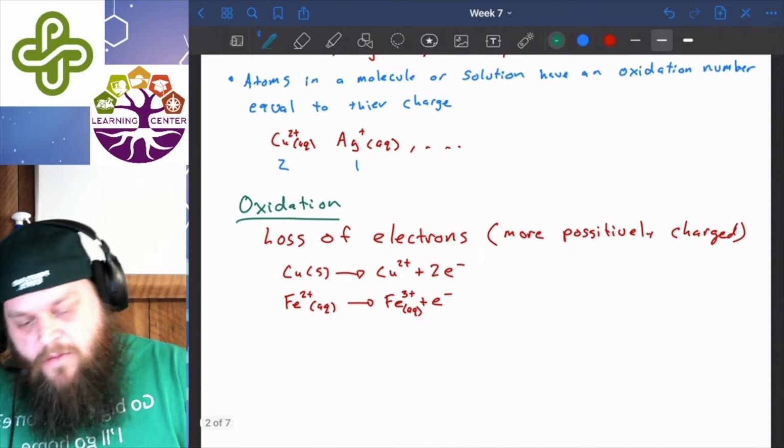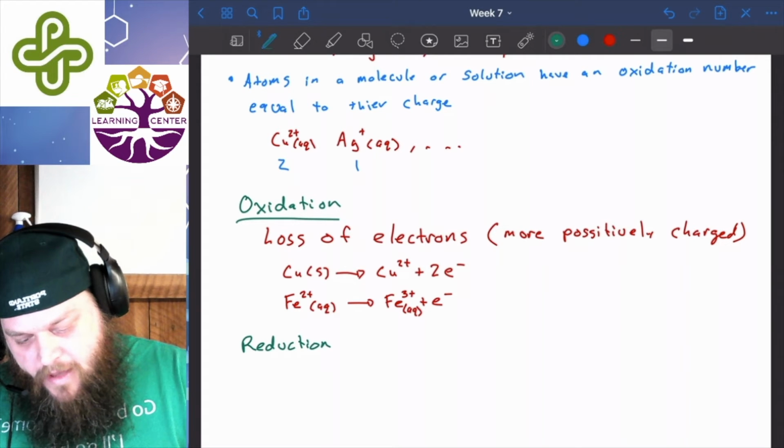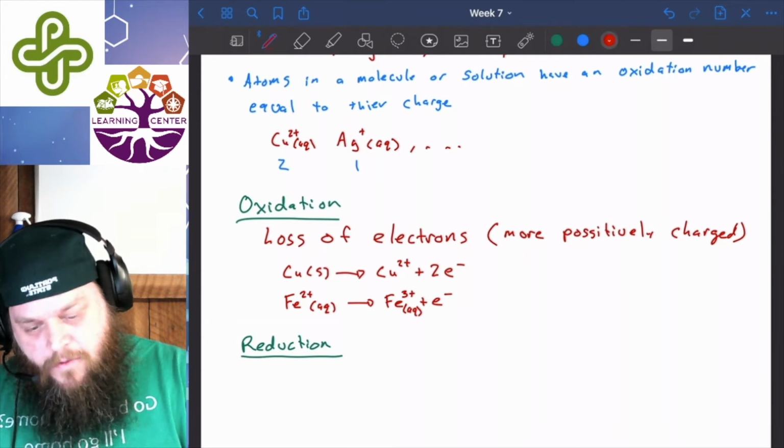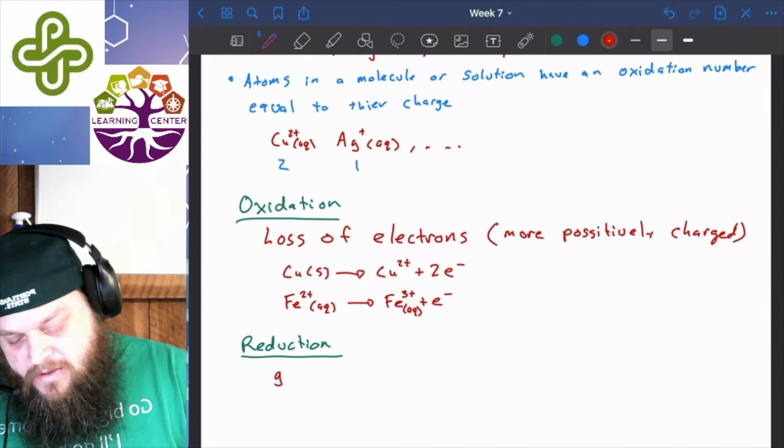When we talk about reduction, it's kind of the opposite effect happening. Reduction is when we gain electrons.